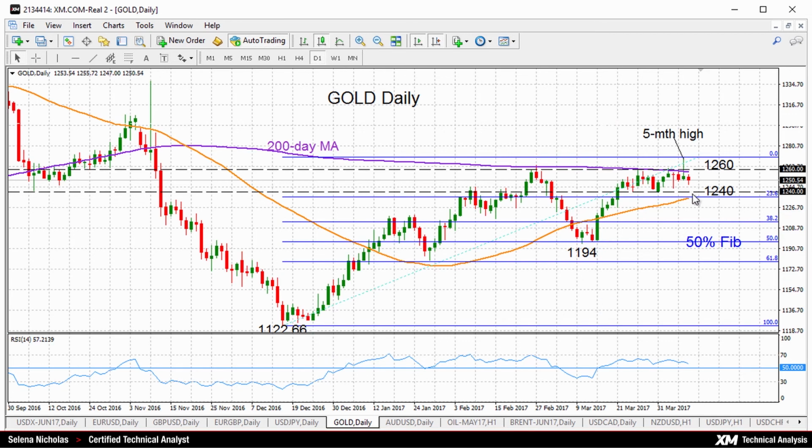But otherwise, we expect support at 1240, and of course the 50% Fibonacci of that recent uptrend is a critical level, important support just below 1200, just around that area. So a move below this level would start to shift the bias to a bearish one and change this bullish market structure.